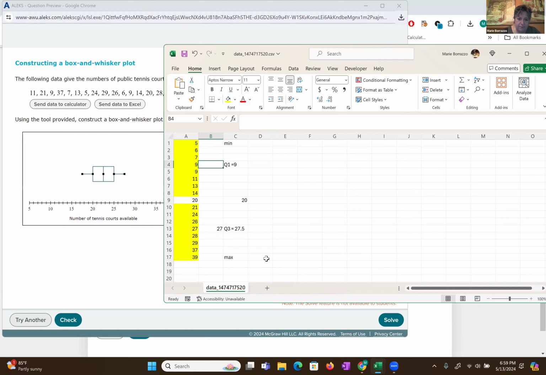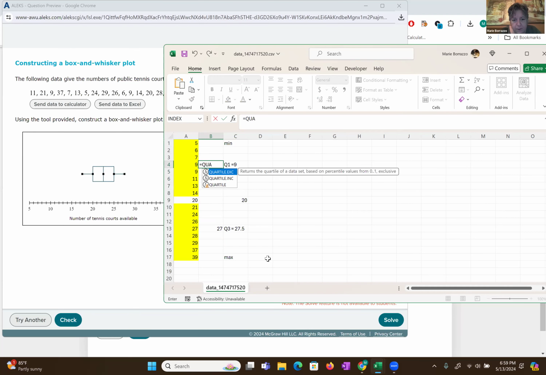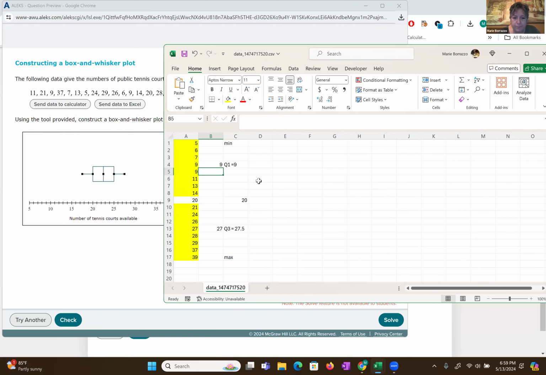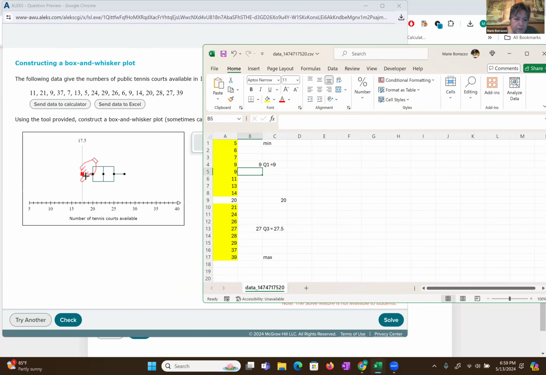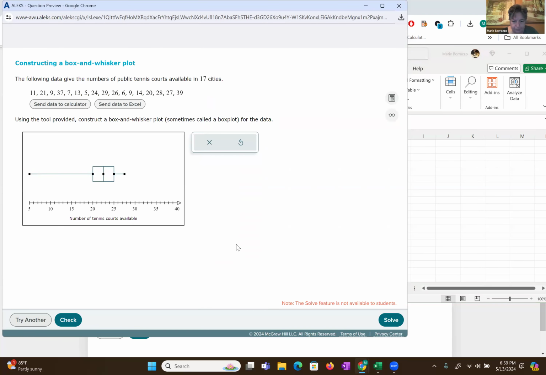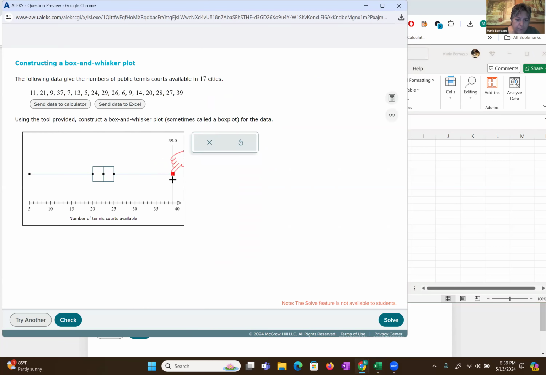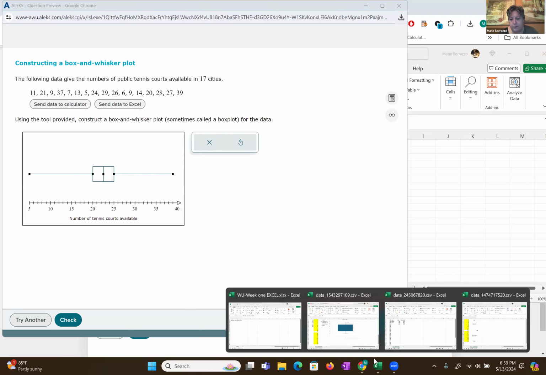Okay, let's go to quartile. Equals quartile. Highlight everything. And I'm going to say quartile 1. And that does say 9. Okay, so let's go with these numbers and let's see. So quartile 1 is 5. The other one was 39. Go to 39.